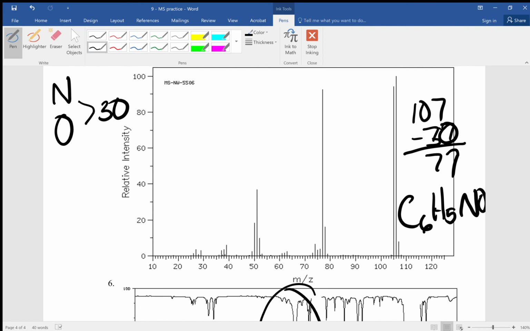So that brings us to the end of mass spec. And after this, we're going to get into what I would say is our most important type of spectroscopy, which is NMR.